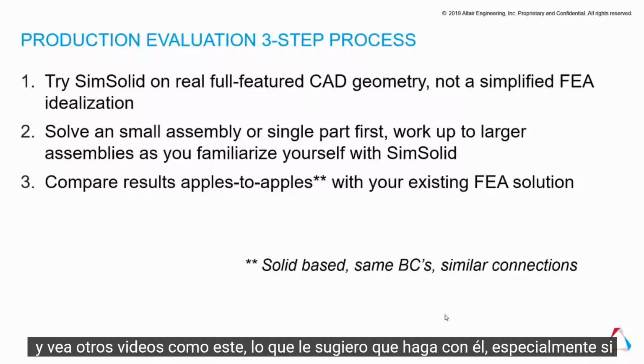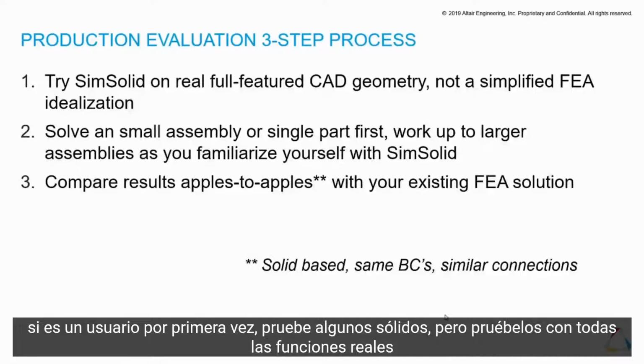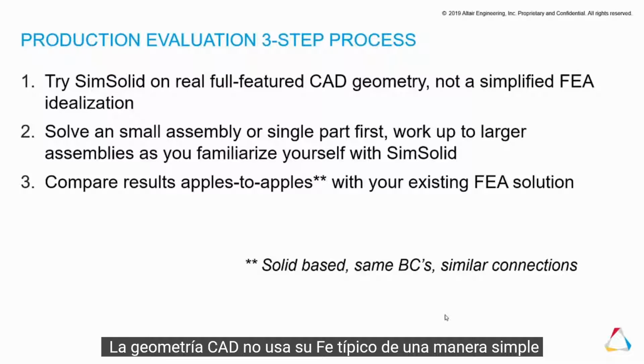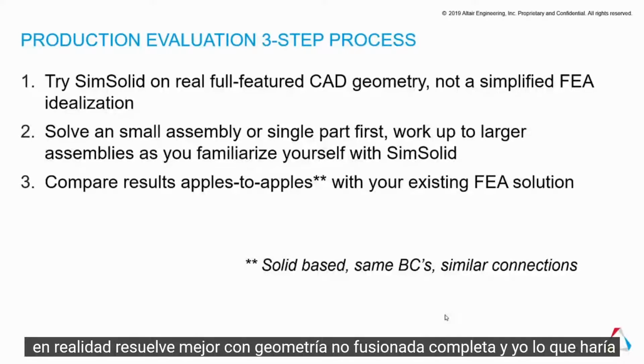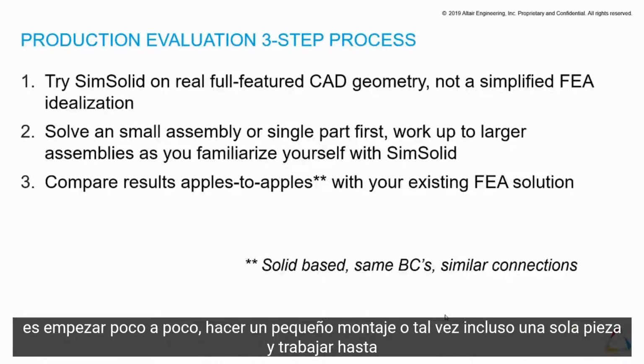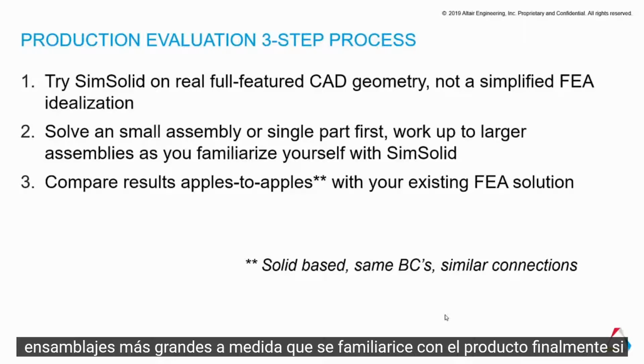What I suggest you do, especially if you're a first-time user, is try SimSolid, but try it on real full-feature CAD geometry. Don't use your typical FEA simplified geometry. Don't merge the parts. Use all the parts as they're specified. So it actually solves better with full unmerged geometry. And what I would do is start small. Do a small assembly or maybe even a single part, and then work up to larger assemblies as you familiarize yourself with the product.